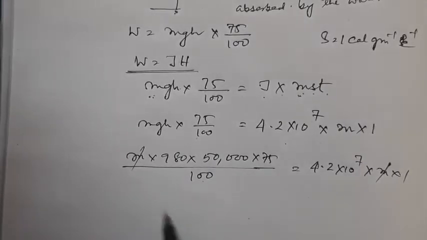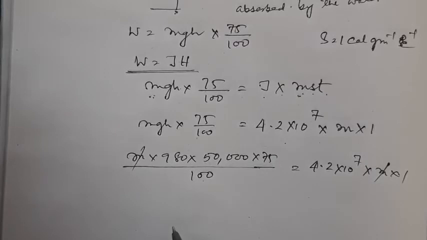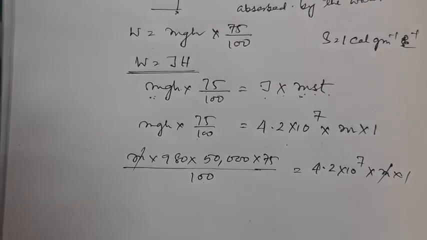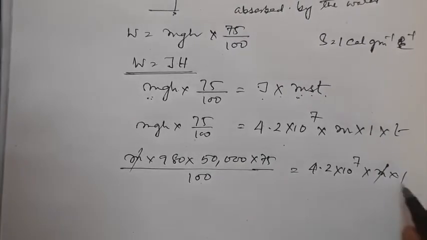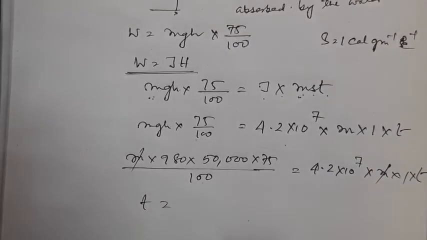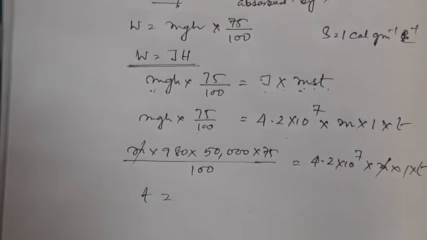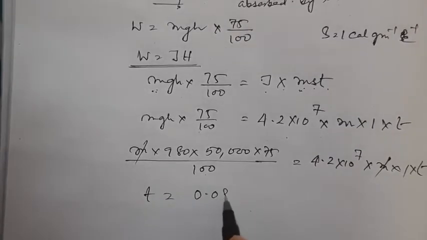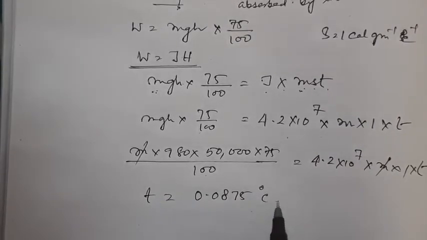Now after calculation of this, I missed out on T here. So you have to find the value of T here. After you have calculated, I have done it with the help of a calculator, it is 0.0875 degrees centigrade.